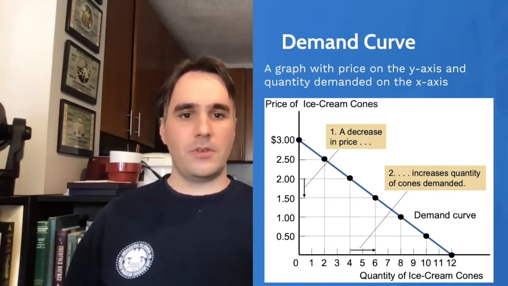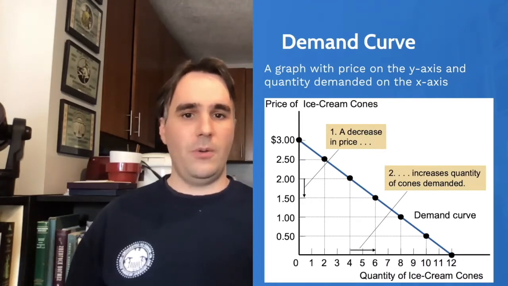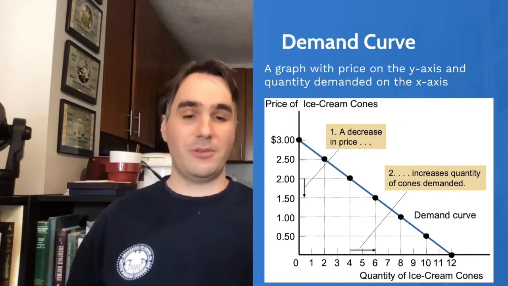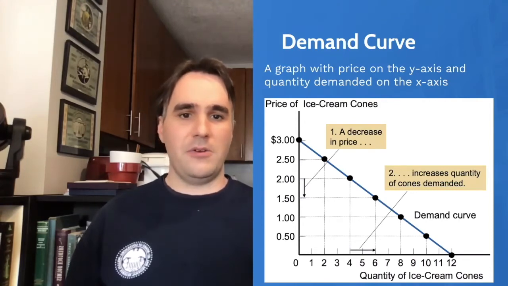And so we can look here, for instance, at a decrease in price. Let's say price went down from $2 to $1.50. Well, we can go over to the curve and learn what happens to demand. If the price was $2, the quantity demanded is 4 ice cream cones. But when the price shifts down to $1.50, going back to the curve, we go over, oh, well, that means that the quantity demanded is 6 ice cream cones.